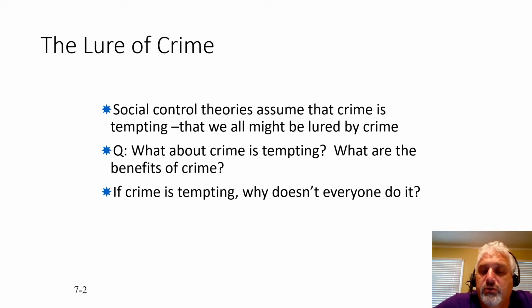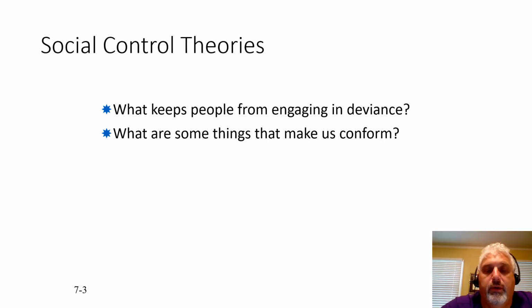But if crime is so tempting, why doesn't everyone do it? That's the basic question of social control theory. So essentially what control theories focus on are two things. What keeps people from engaging in deviance, and what are some of the things that make us conform? I'm going to focus on these two aspects. What about their life keeps them from engaging in deviance? And what are some things that make us conform?